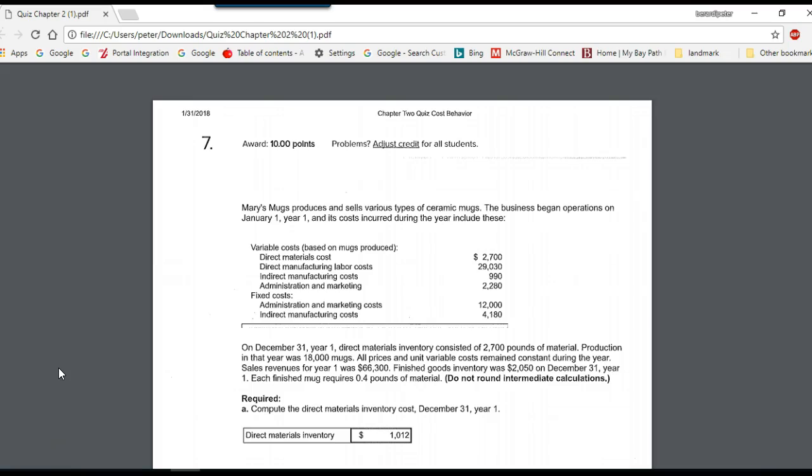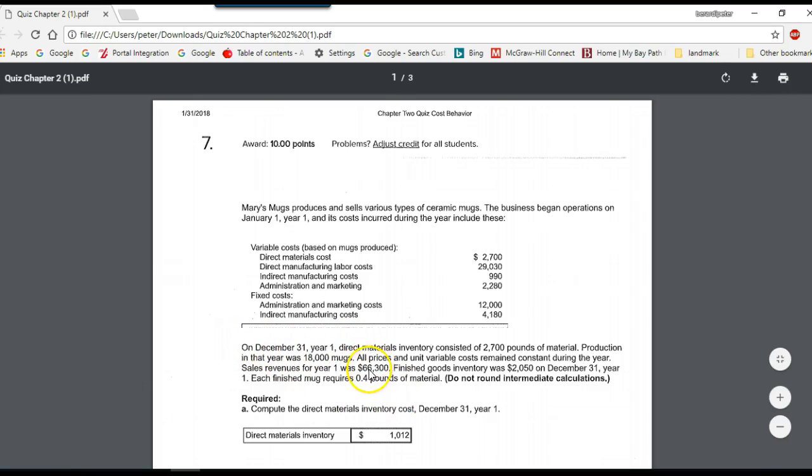for the 12 months following, the variable costs based on mugs produced. They give you the following: direct materials, direct manufacturing labor, indirect manufacturing costs, which is manufacturing overhead, and administration and marketing. Variable costs are direct materials and direct labor; fixed costs are administration and marketing, and indirect manufacturing costs, which is manufacturing overhead. So the problem is the same for everyone. The numbers might have changed. So I'm going to go right through the answers quickly.